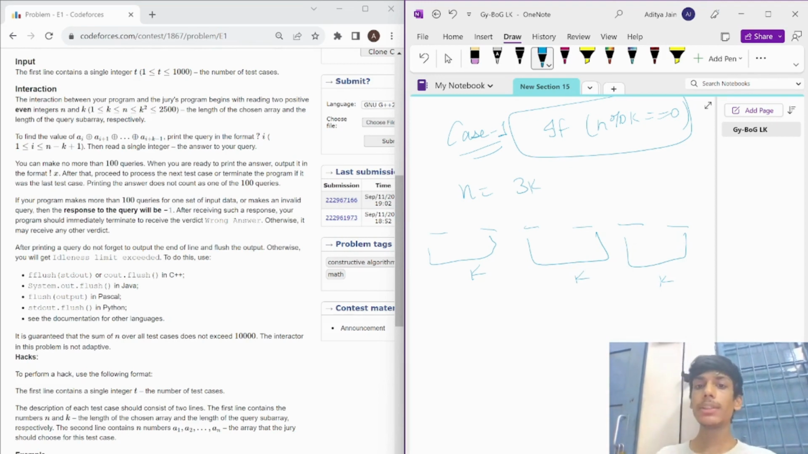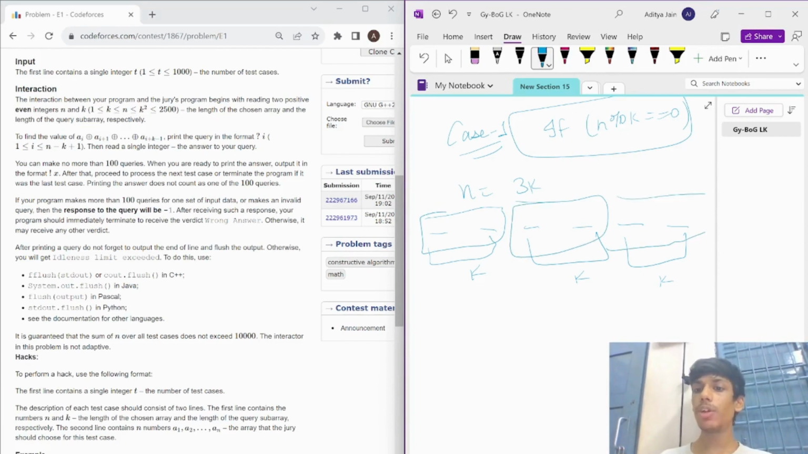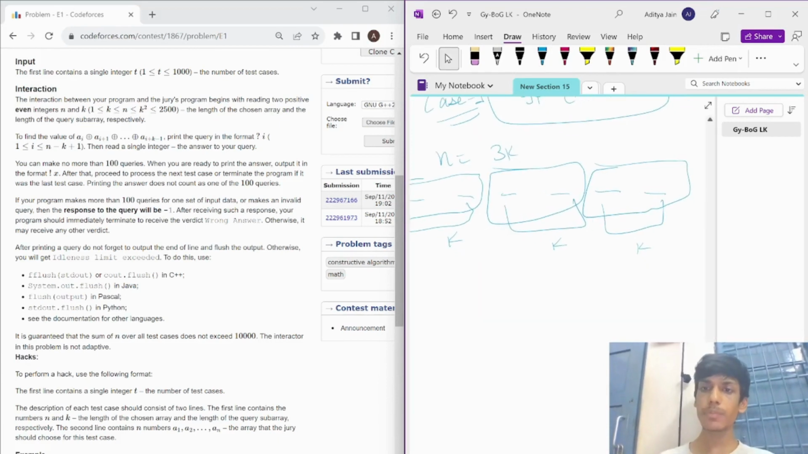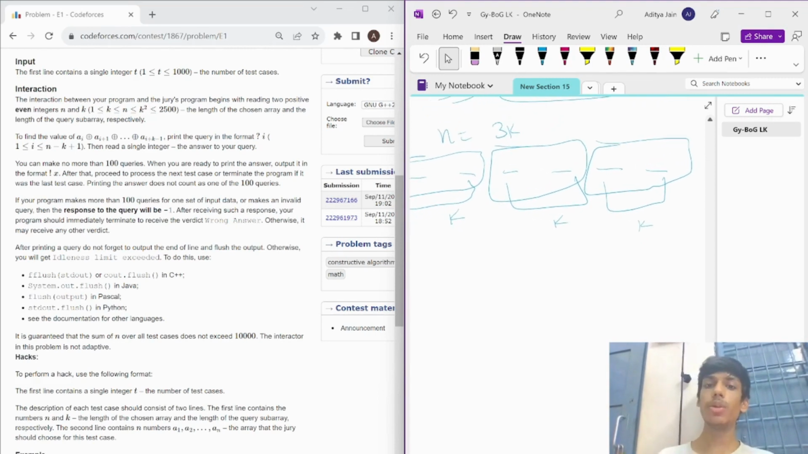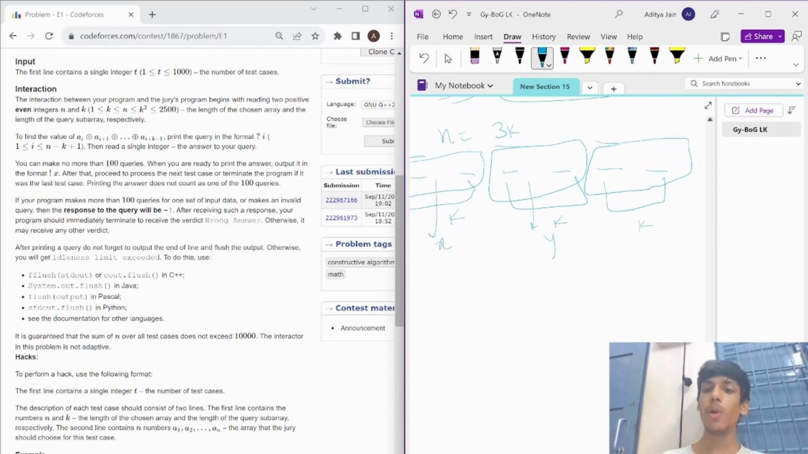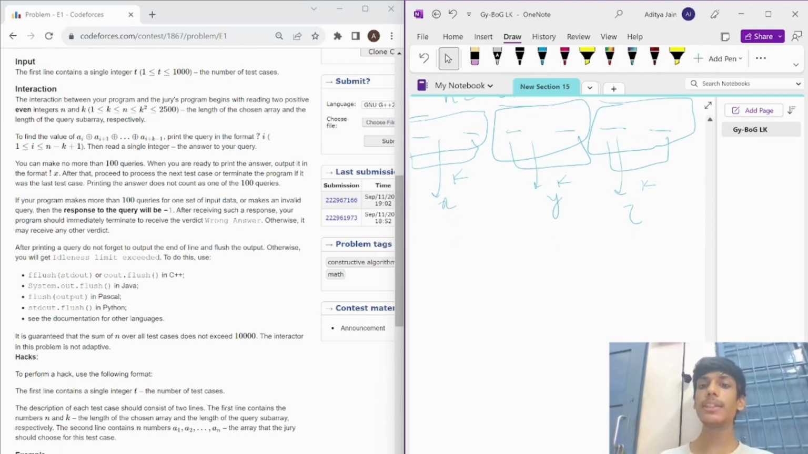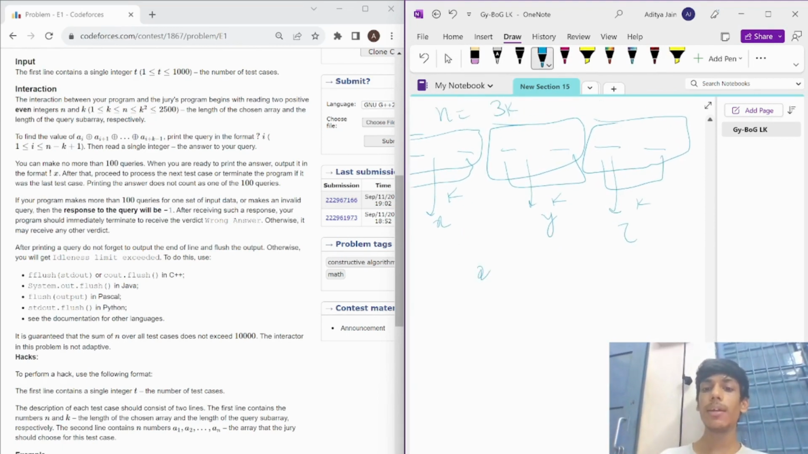Now you will find the XOR of these k elements first, then you will find the XOR of the next k elements, and then the XOR of the next k elements. Suppose you got a number x from here, y from here, z from here as output. Then what will your answer be? Your answer is going to be x XOR y XOR z.